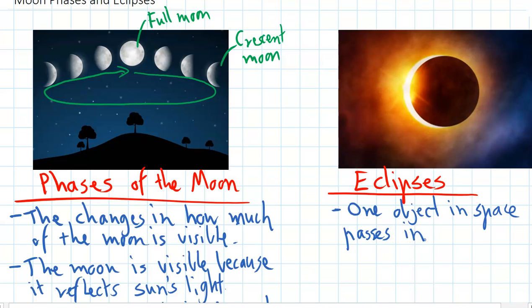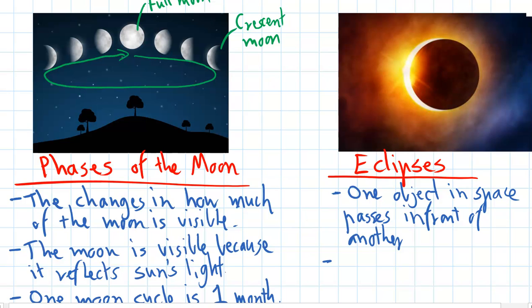So one object in space passes in front of another, and it either wholly blocks it out or it partially blocks it out, depending on where you are as the observer, the person who's looking at those objects. Partially or completely blocked.